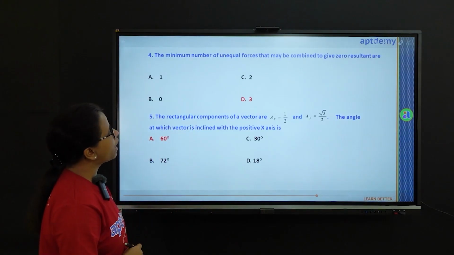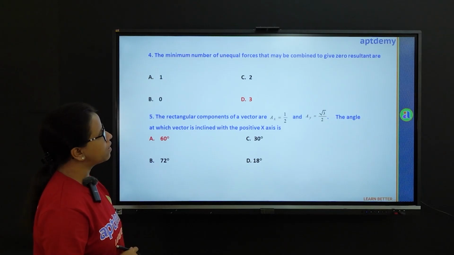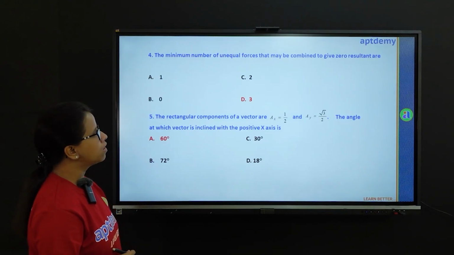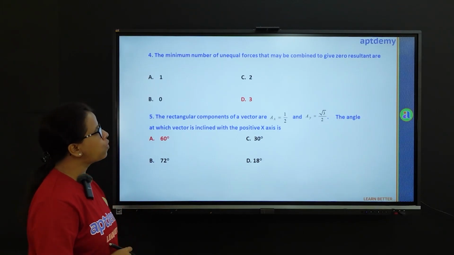The minimum number of unequal forces that may be combined to give 0 resultant are. So we have already discussed this a bit before. This is 3.